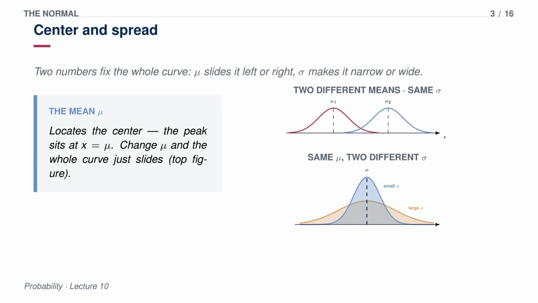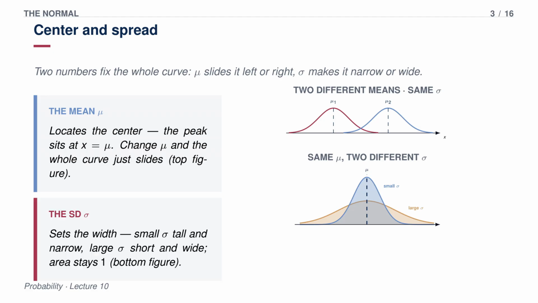The peak sits right at x equals mu. Picture mu and sigma as two sliders in a photo app. Drag the mu slider and the whole bell just glides left or right. Same shape, never reshaping. That's the top pair of curves.